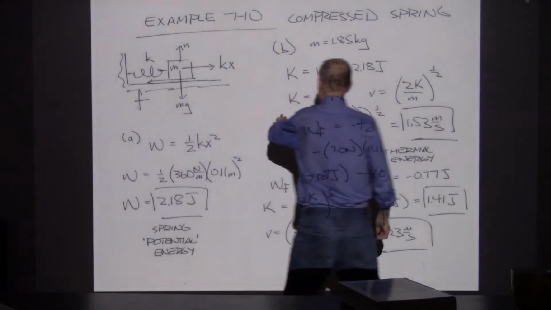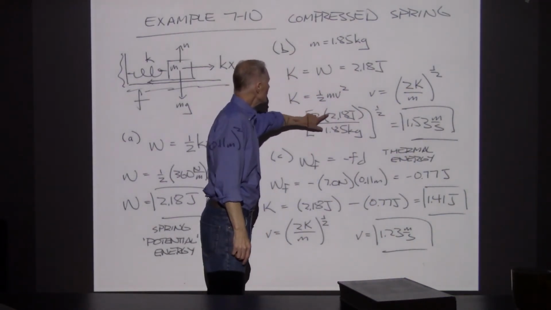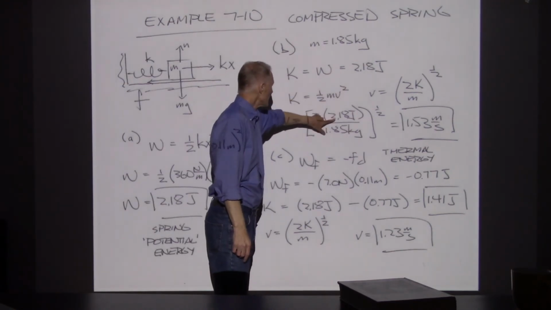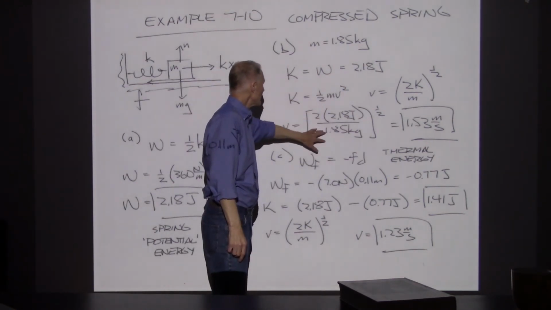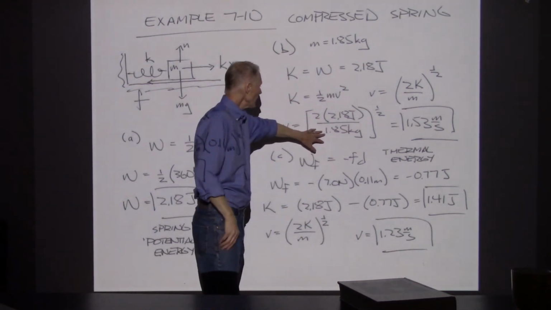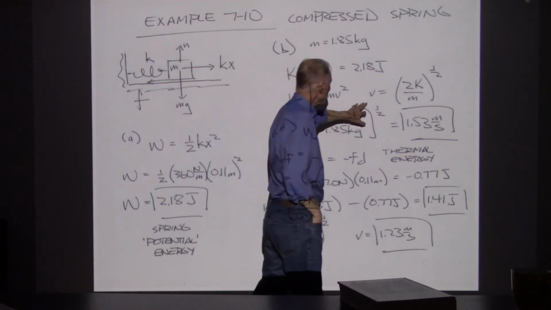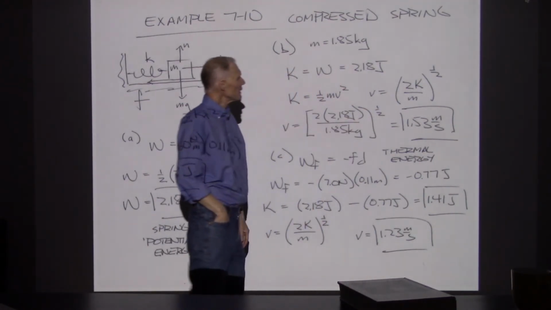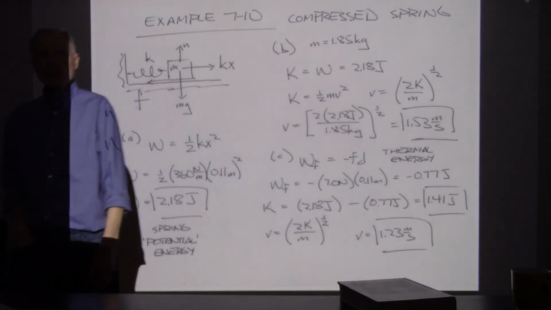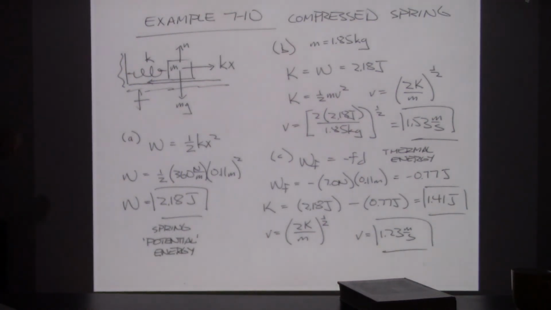So the velocity here then, we're going to say 2 times, and I put in all the energy. The kinetic energy then is 2.18. And then I divided through by the mass, took a square root, and it's predicting a speed of 1.53 meters per second. That's how fast the block will be traveling once it separates from the spring.